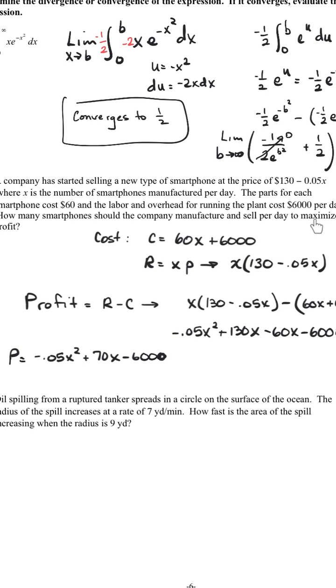Now remember, maximize just means find a minimum or a maximum value, really. This is a quadratic because it's negative 0.05 x squared and it's facing upside down. So the very top of that parabola, the vertex, is the maximum profit. So remember how we find minimum or maximum values is by finding a derivative. So the derivative of the profit, P prime, so we're going to have negative 0.1 x plus 70. Now we set that equal to 0.